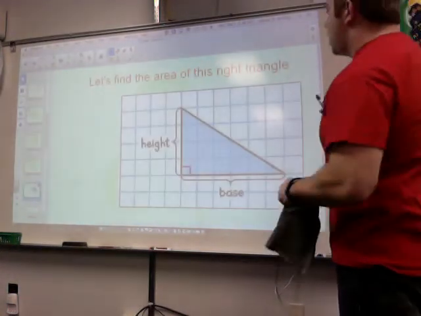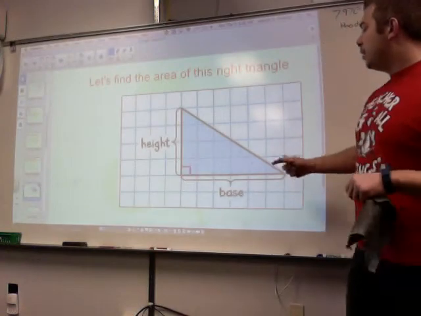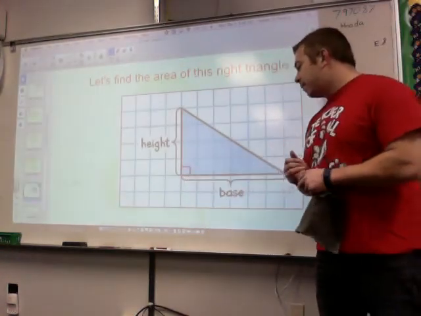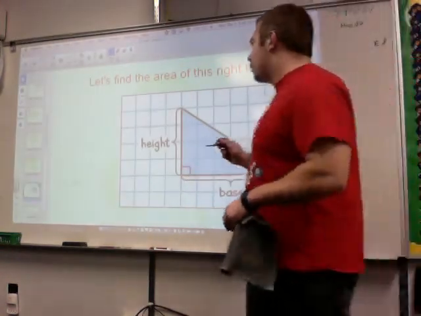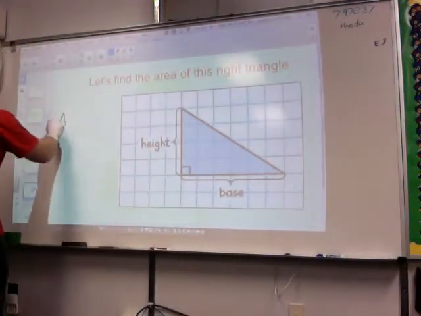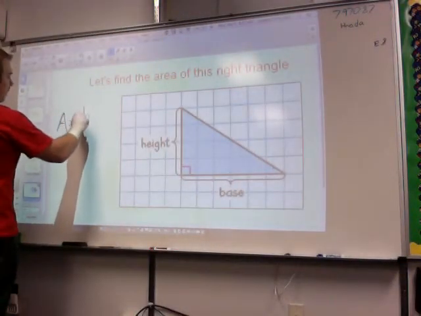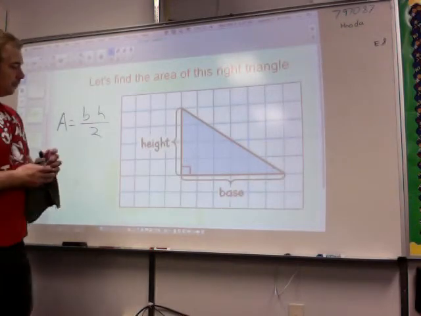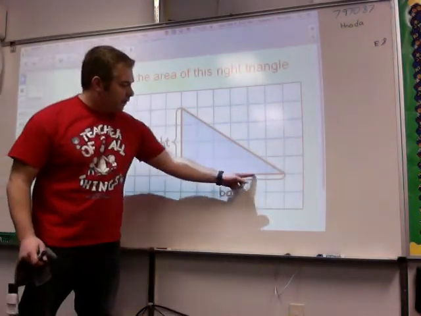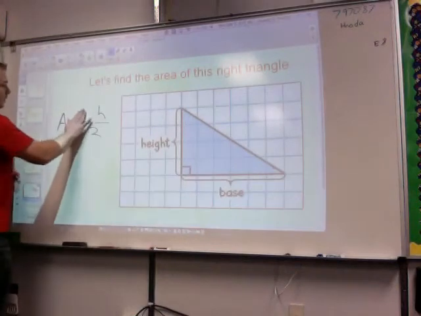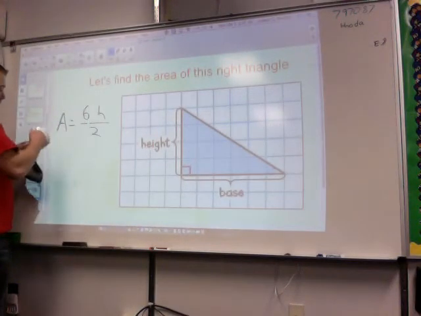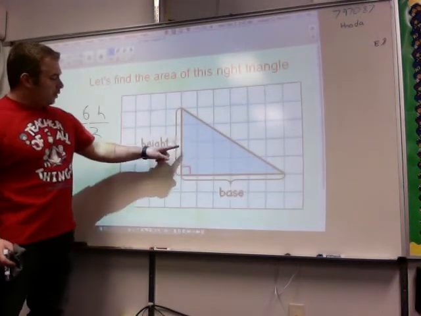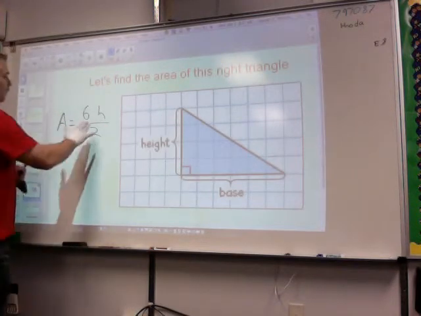So let's find the area of this triangle. It's a right triangle. Let's start with our formula over here. We have area equals base times height, and we'll do it divided by 2. 1, 2, 3, 4, 5, 6. My base is 6. Let's do my height. 1, 2, 3, 4. My height is 4.